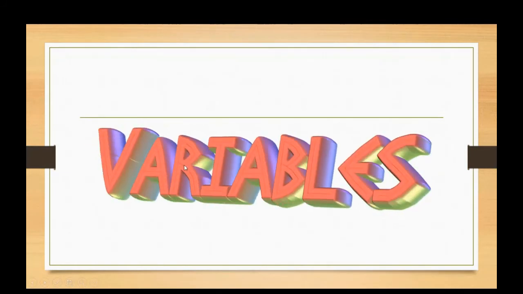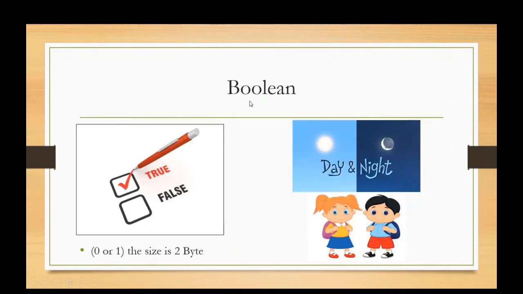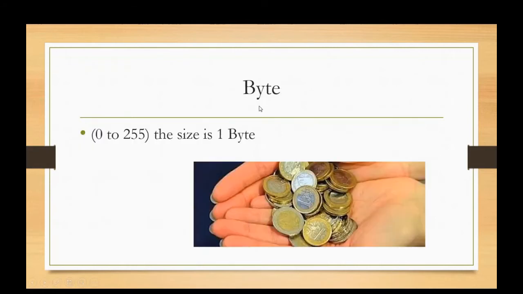We're talking now about variables. What are variables? Variables are little different boxes in the memory of the computer. The first variable is Boolean. Boolean is true or false, like day and night, girl and boy, 0 and 1. Its size is 2 bytes. The byte can contain from 0 to 255, and its size is 1 byte, like coins in your pocket.